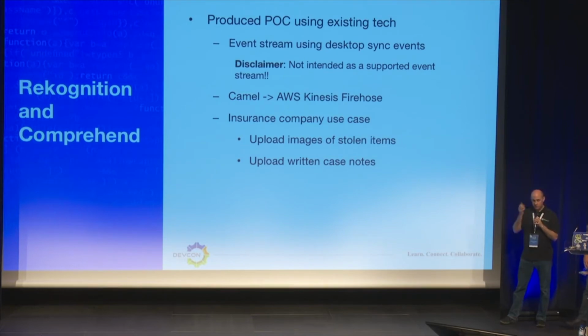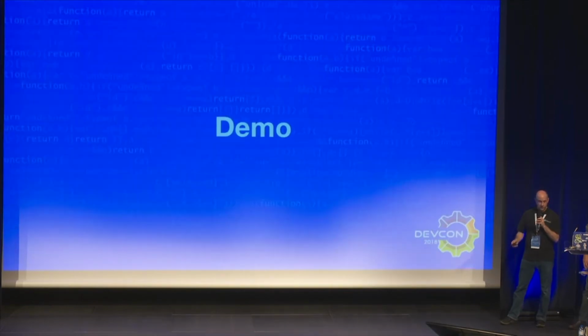So you've probably seen from some of my blog posts recently, I reused the events within the system that we use for desktop sync and plugged in a Camel route so that we could fire off all those events into Firehose, and came up with a very simple insurance company use case where people would upload images of stuff that had been stolen. We try and recognize what was in the images, and claim adjusters upload their notes and we try to use Comprehend to pick stuff out from the document, as we'll see now.